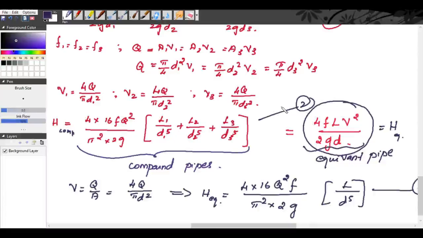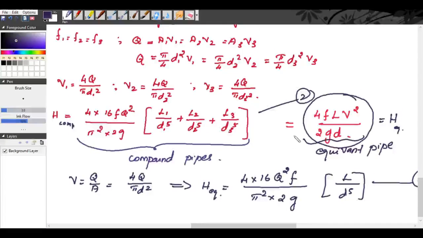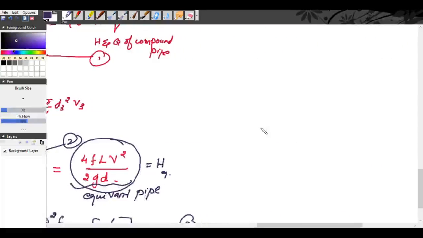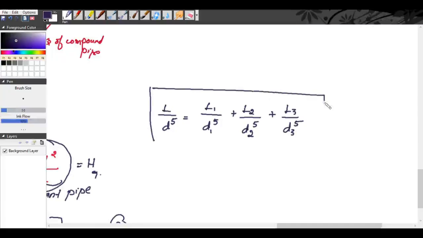So, equating 2 and 3, we get L by D raised to 5 is equal to L1 by D1 raised to 5 plus L2 by D2 raised to 5 plus L3 by D3 raised to 5. So, this is the condition for equivalent pipe.